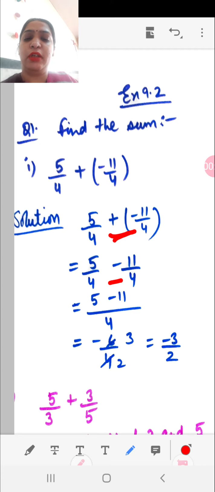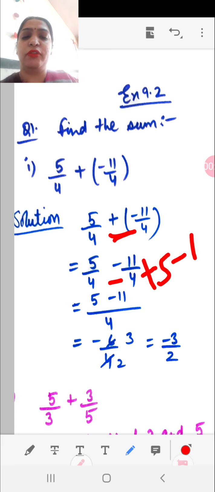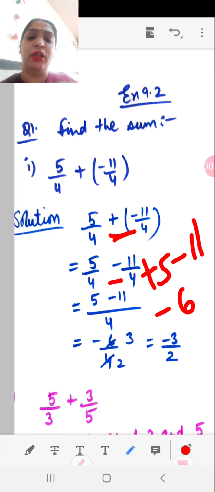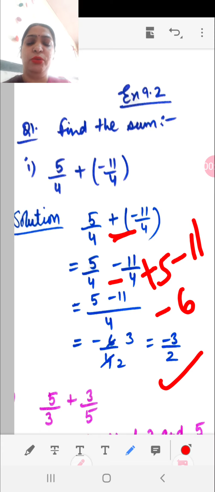So 5 minus 11: if one number is negative and one is positive, we have to do subtraction. That means 6, and the sign will be of the greater one, that is minus 6. So minus 6 upon 4, when we convert it into lowest terms, becomes minus 3 upon 2. So that is the answer of this part.